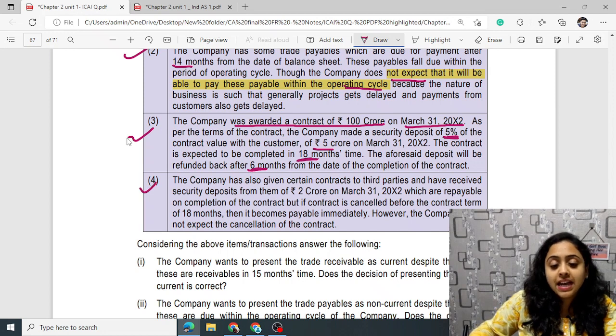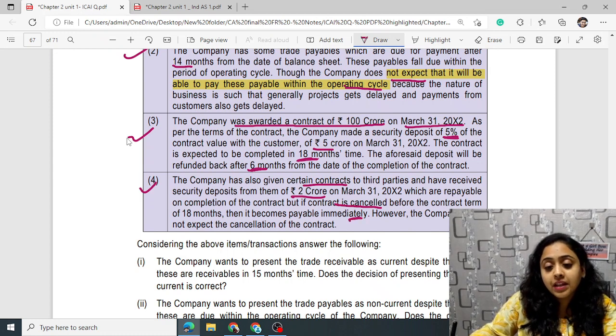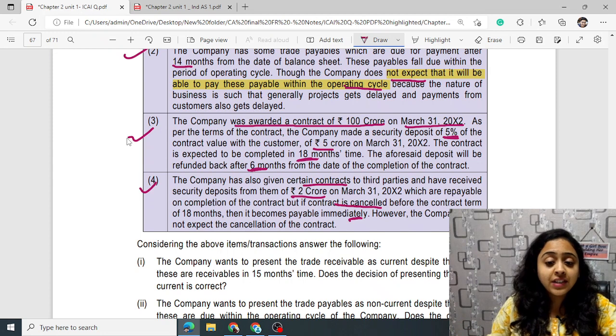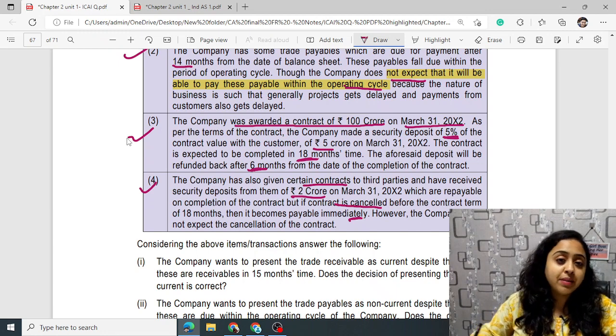Next, the company has also given certain contracts to third parties and has received a security deposit from them of rupees 2 crore on March 31st, 2002, which is repayable on completion of the contract. But if the contract is cancelled before the contract term of 18 months, then it will become payable immediately. However, the company does not expect the cancellation of the contract. Generally, it is not expecting any sort of cancellation, but if it is cancelled before the contract term of 18 months, then such amount will become payable immediately.